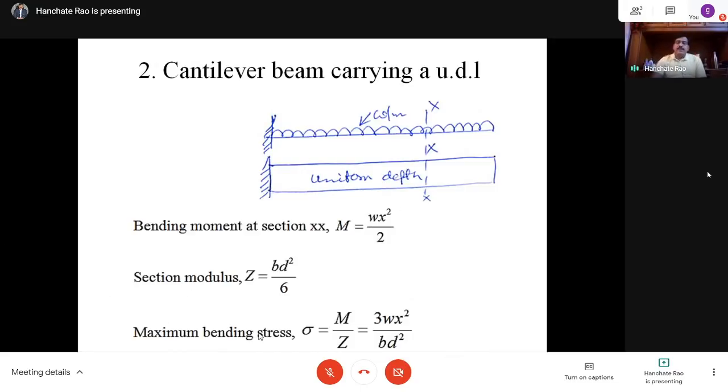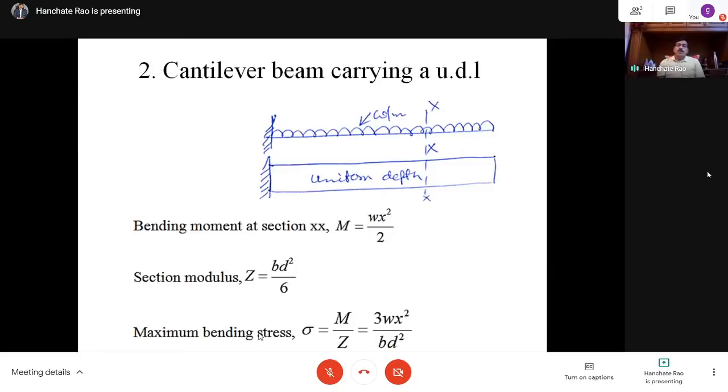You know, for a rectangular section, the section modulus is 1/6 of BD square. So again, what is stress sigma? Sigma is equal to M by Z. So M is equal to Wx square by 2, divided by Z, which is BD square by 6. If you substitute that, you get sigma is equal to 3Wx square by BD square.